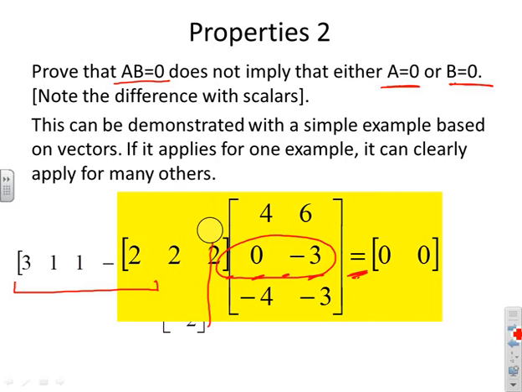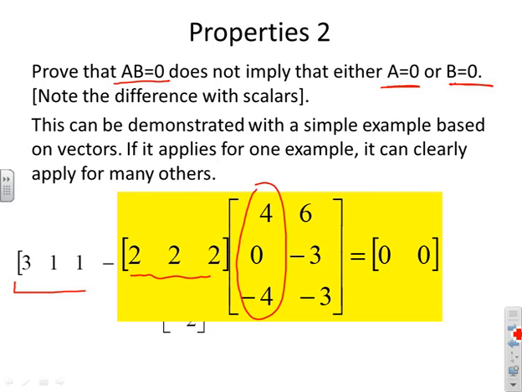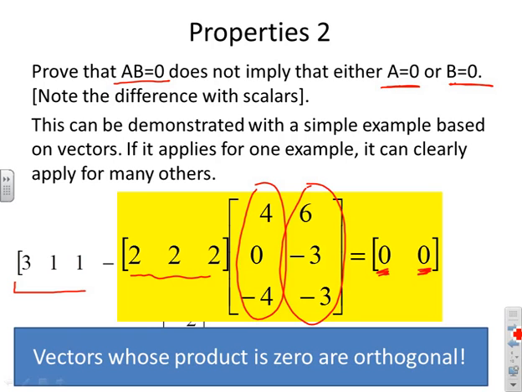Here's another example. And you'll see this time I've multiplied a row vector on the left by a normal matrix on the right. So what we've got is 2, 2, 2 on the left, the first column 4, 0, minus 4, I multiply those together, I get 0. The second column 6, minus 3, 3, and multiply that with the row vector, and I get 0. So again, I've used non-zero matrices, multiplied them, and yet I've ended up with 0. Now just a note at the bottom, vectors whose product is 0 are talked about as being orthogonal, but that's a topic for a different video.